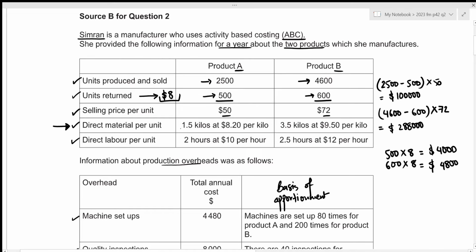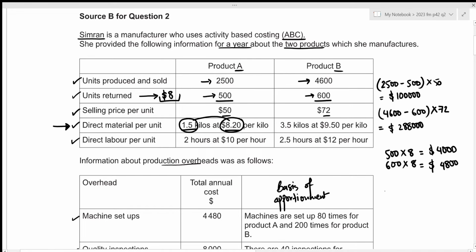We are given the kilos of direct material required per unit, and we're also given the rate per kilo. In order to figure out the direct material per unit, we just have to multiply these two numbers together, because 1.5 kgs of direct materials will be required in order to produce 1 unit of product A, and each kilo of those direct material is going to cost 8.20.